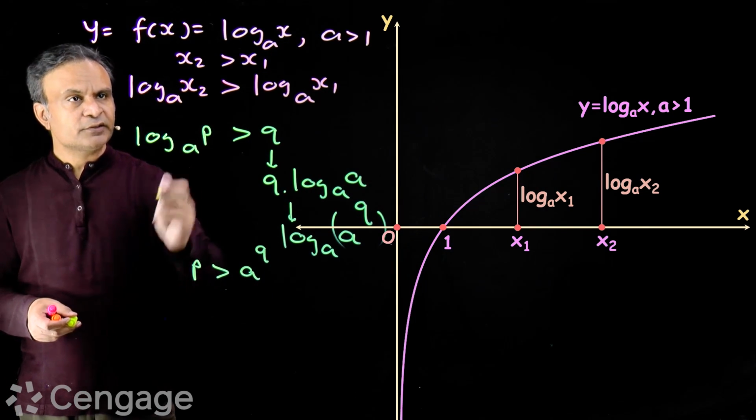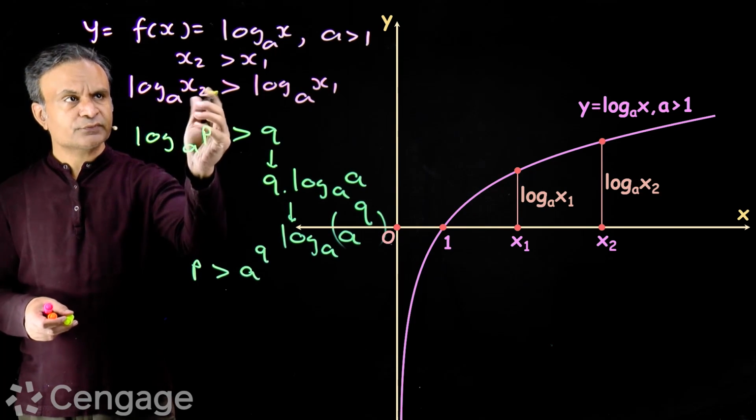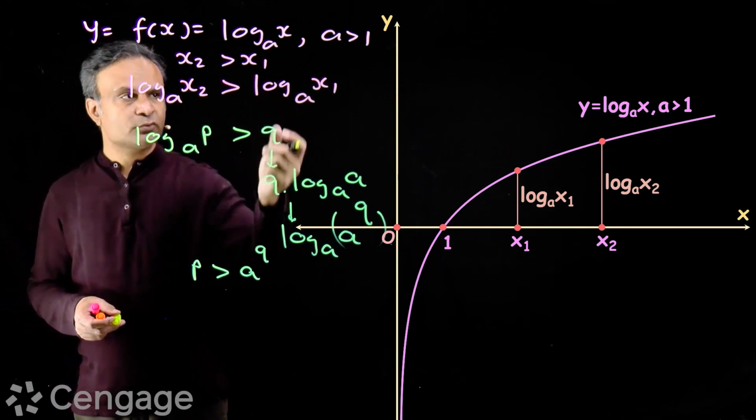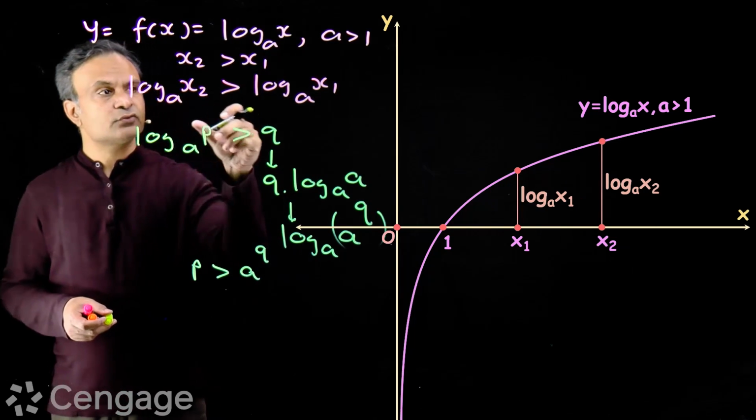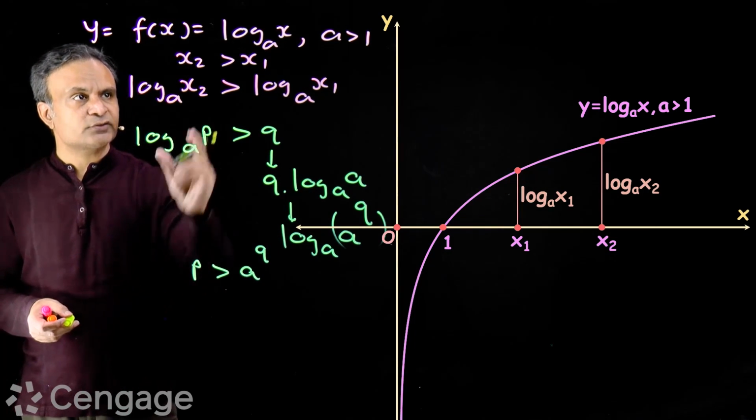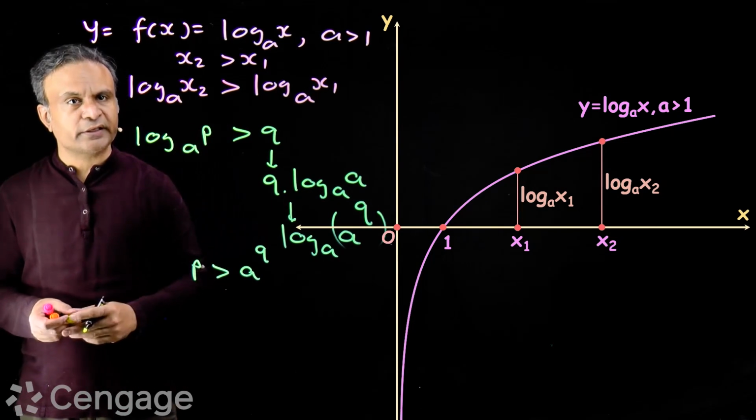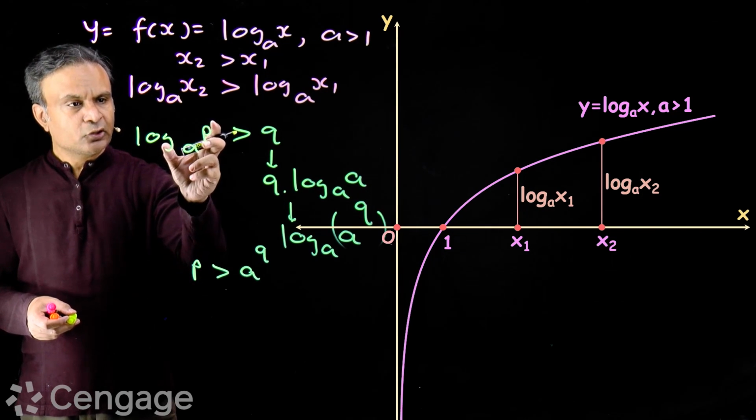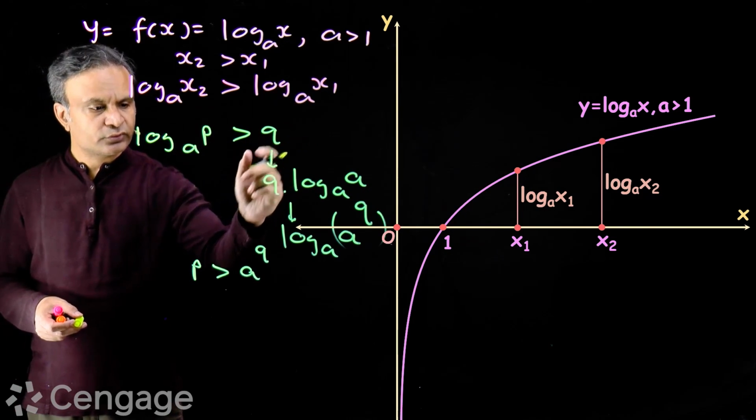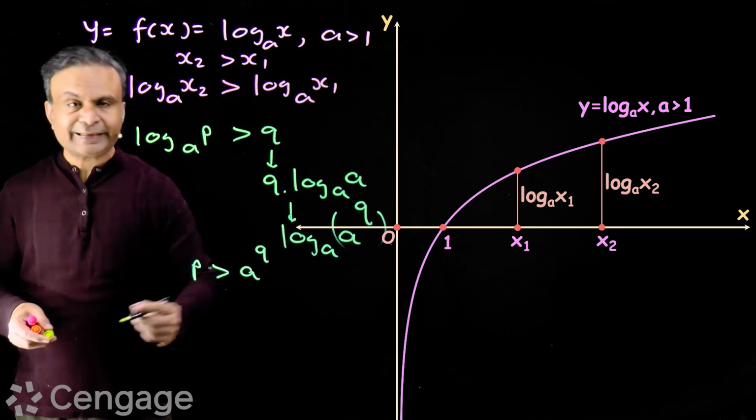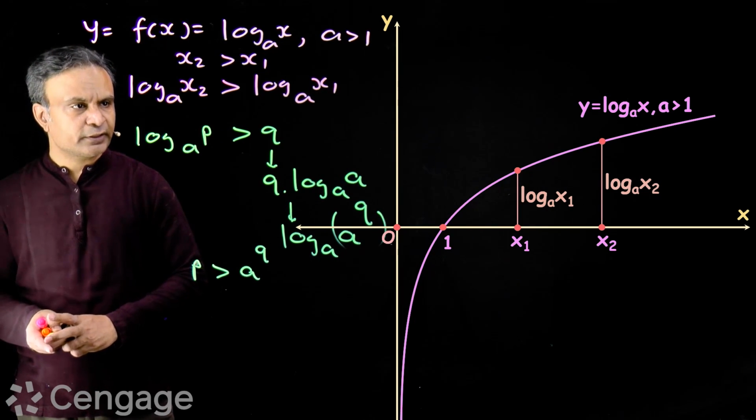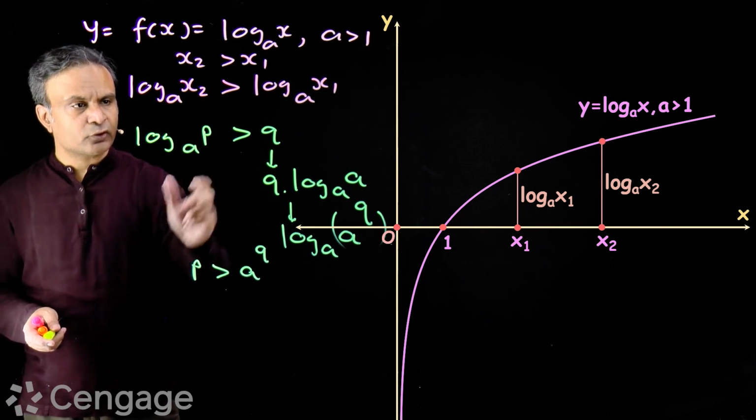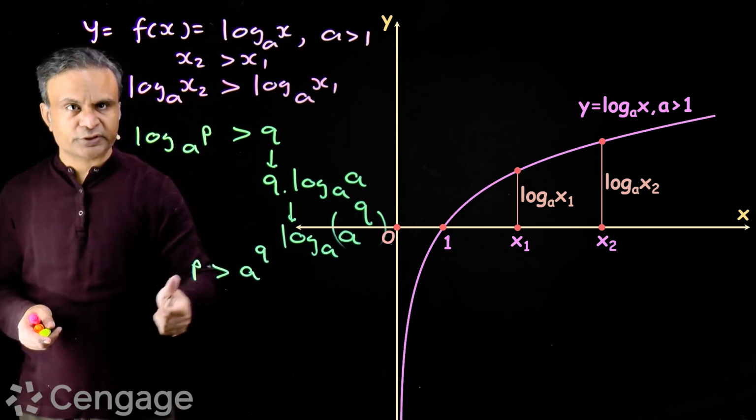Now this is true both ways. If x2 is more than x1, log x2 is more than log x1, and if log x2 is more than log x1, then x2 will be more than x1. So here, log p to the base a is more than q, then we will have p greater than a power q. This is how we do transition from logarithm to exponential function.